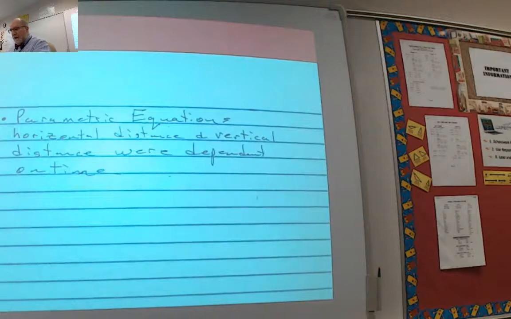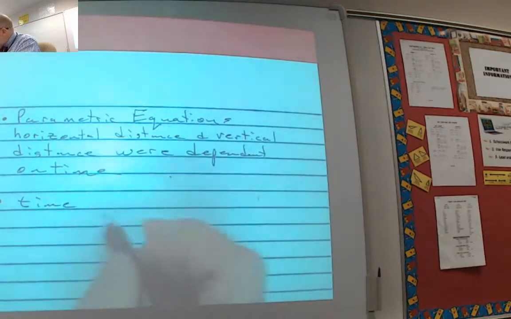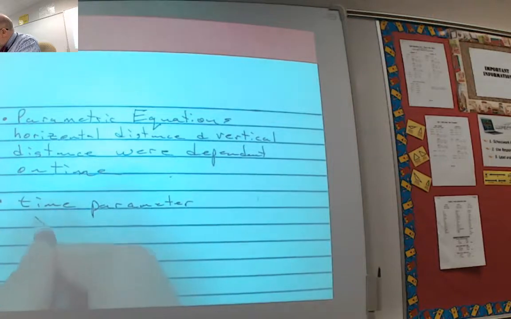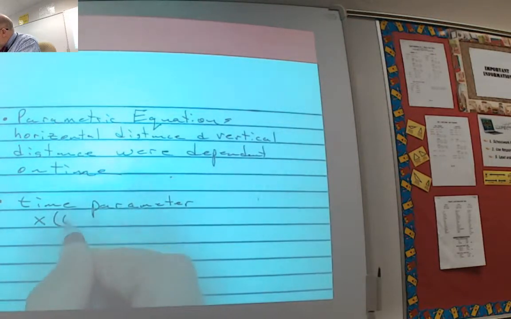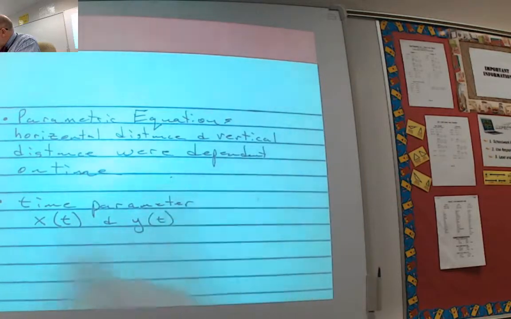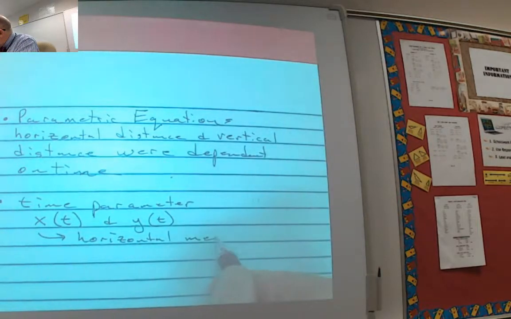All right. The second thing we have is time, which is called a parameter. And so you're going to see us write things like this: x of t and y of t. And this is going to be our horizontal measure. And this is going to be our vertical measure.